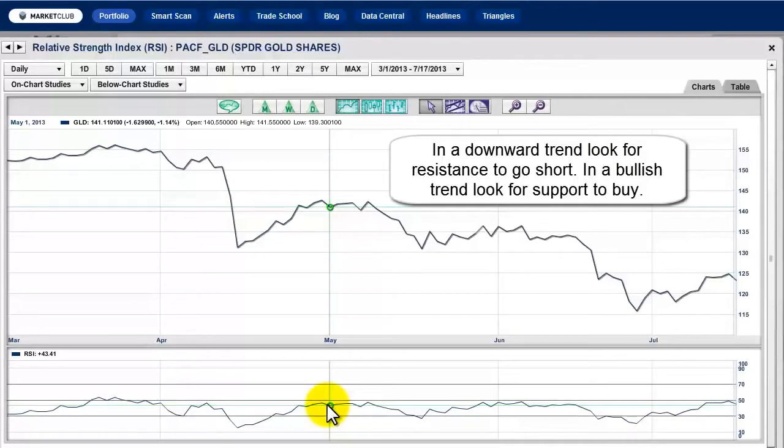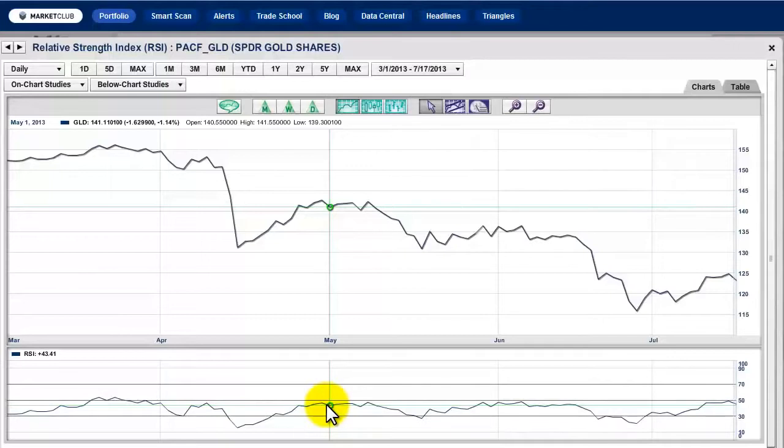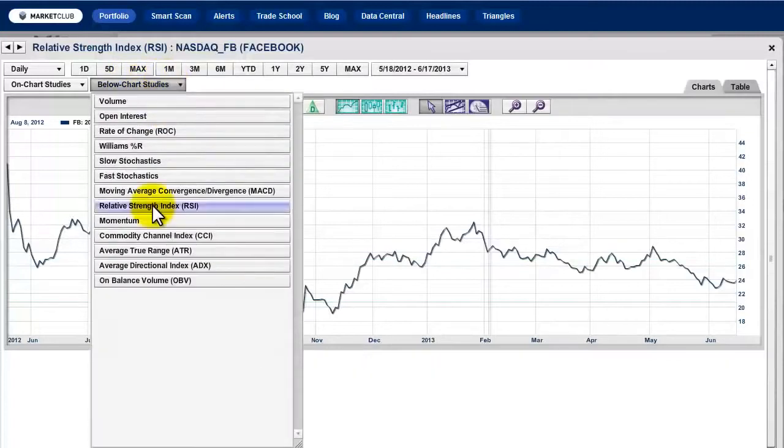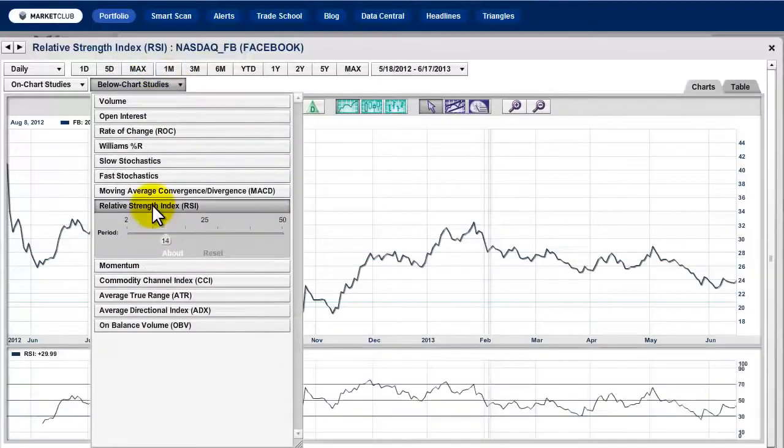Now it's best to use it with other indicators, such as moving averages for trend, and so forth. In this example of how you use the RSI, we're going to be talking about divergences, how they work in the market. We're looking at a stock chart, close only, and let's put on our RSI indicator, which goes below the chart. So below chart studies right here, click once, go down to the RSI indicator, click once. We'll set the default setting at 14, which we want, and then just click off the studies page.